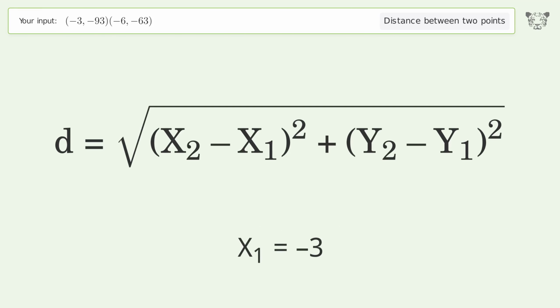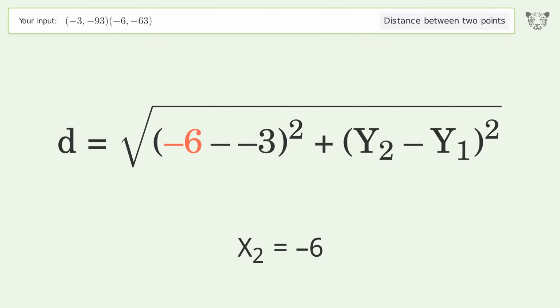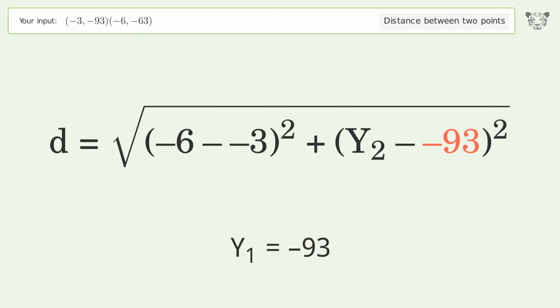x1 equals -3. x2 equals -6. y1 equals -93. y2 equals -63.